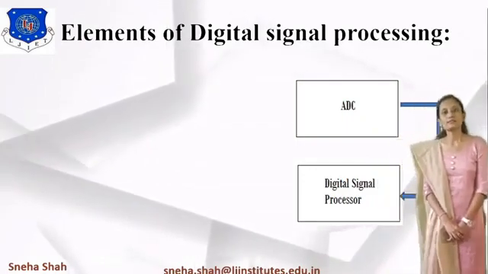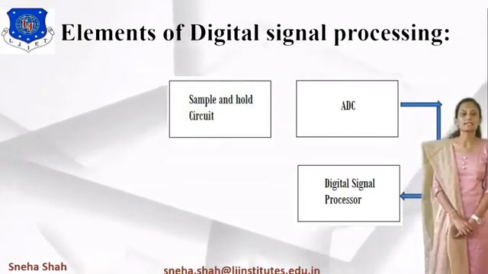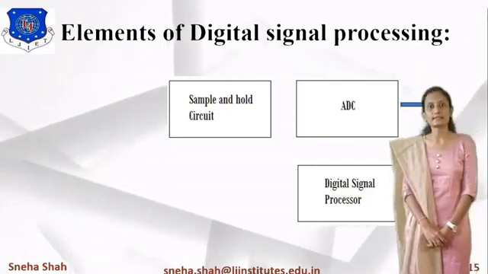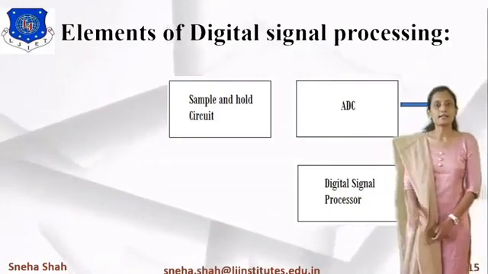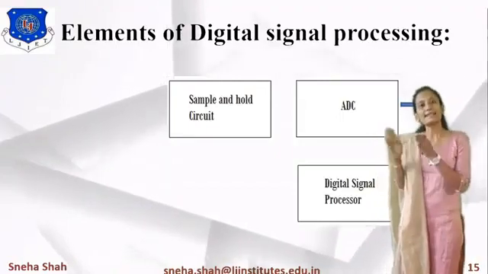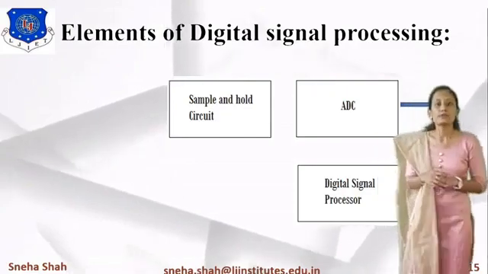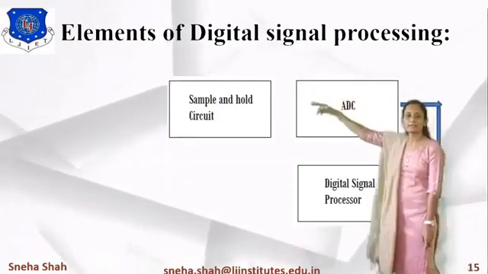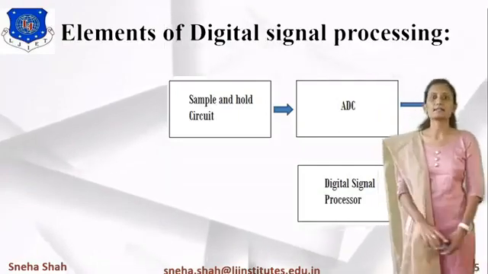For that we will use a sample and hold circuit. What is the function of the sample and hold circuit? Its function is to convert the original continuous time signal into a discrete time signal by taking samples. It will take a sample at a particular instant of time, then hold that sample until the next sample arrives, then apply it to the output. So this is considered the sample and hold circuit. Its output will be given to the analog to digital converter to convert the analog signal into digital.